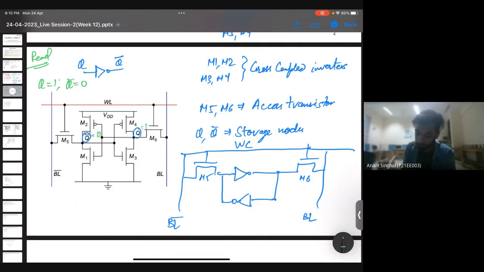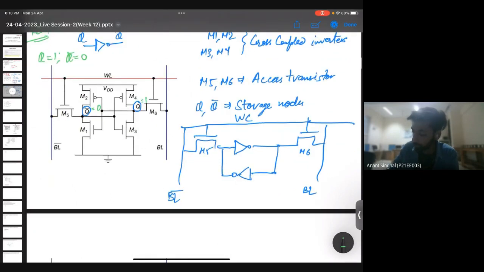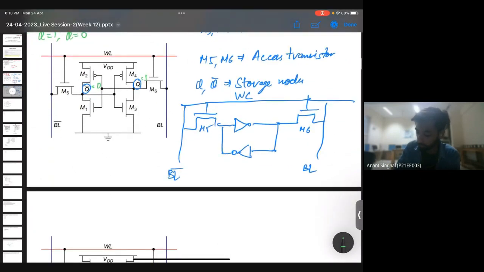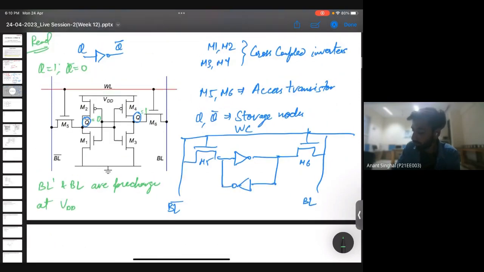This one will be 0. So what we do is, before the reading operation, we take BL complement and this is the bit line, and we make them VDD. So we precharge them to VDD. Why do we do that?